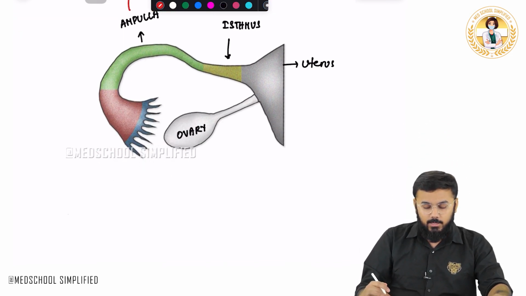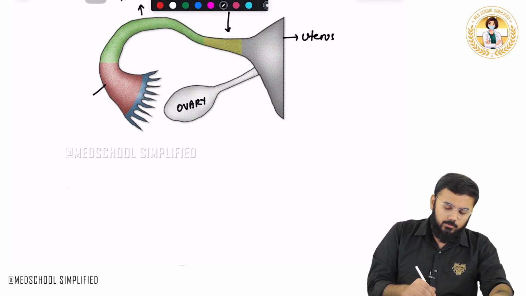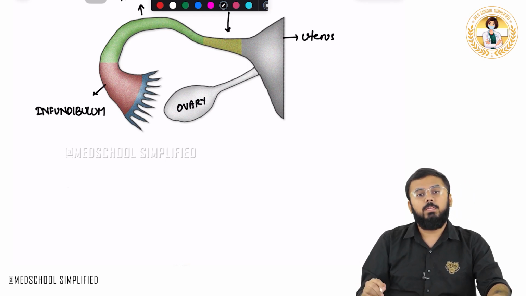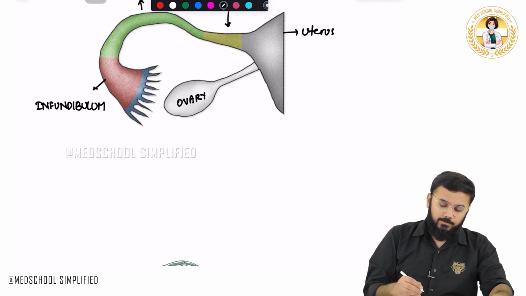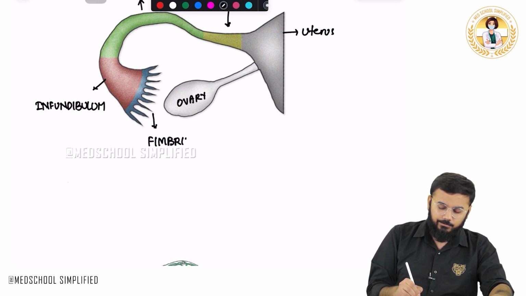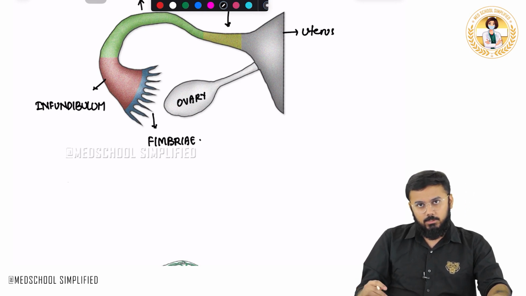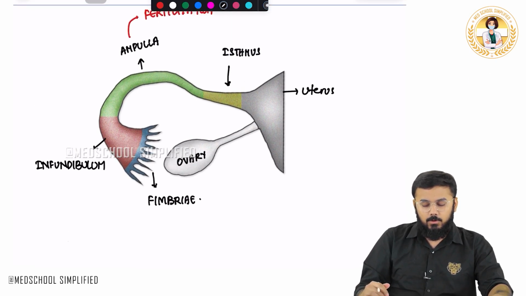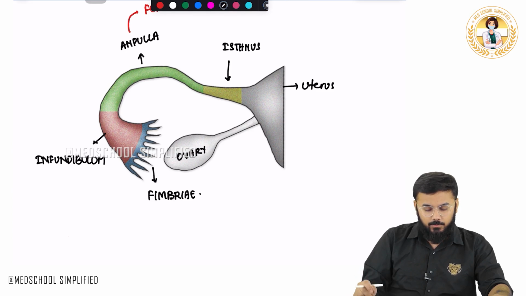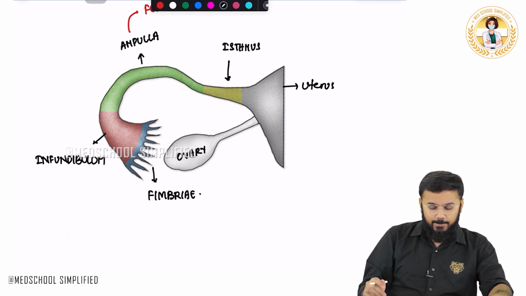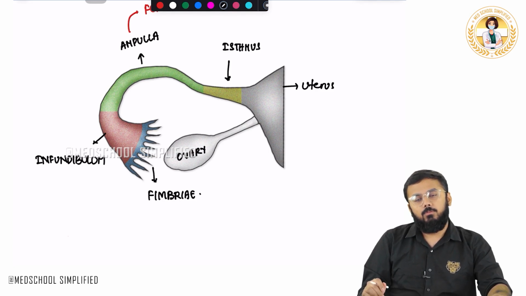Next, the third important part over here is called your infundibulum. Attached to the infundibulum you see finger-like projections, which are called fimbriae. So what are the structures of the fallopian tube? Starting from the proximal end to the distal, you have the isthmus, the ampulla where fertilization takes place, next the infundibulum, and after that the fimbriae.